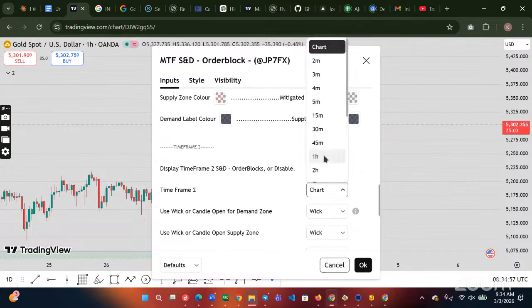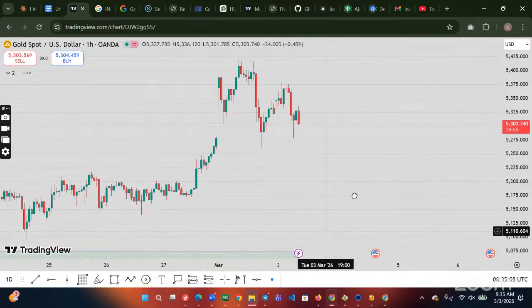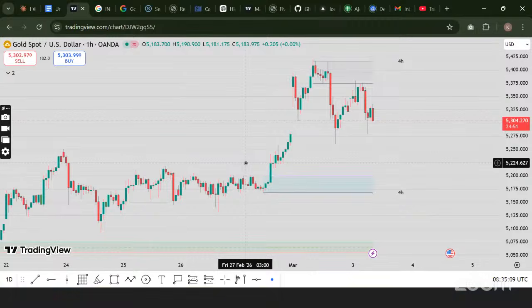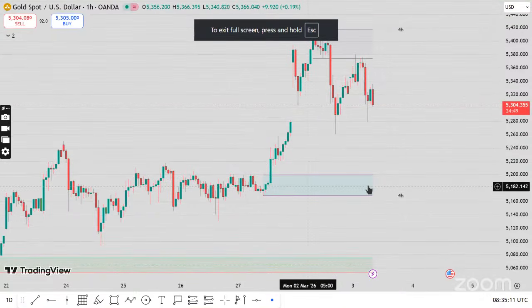It will show me the POI on the chart I am using, and then it will also show me the POI on a higher time frame. So I have two working in my favor. So this is gold on 1 hour. You can see 4-hour POI.